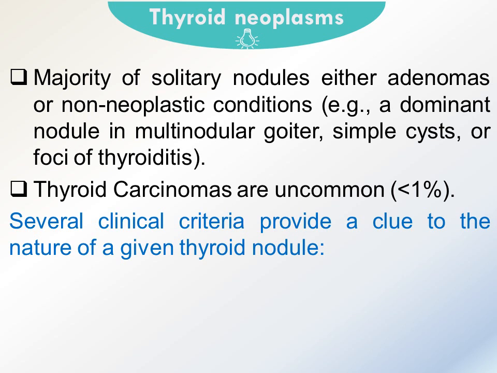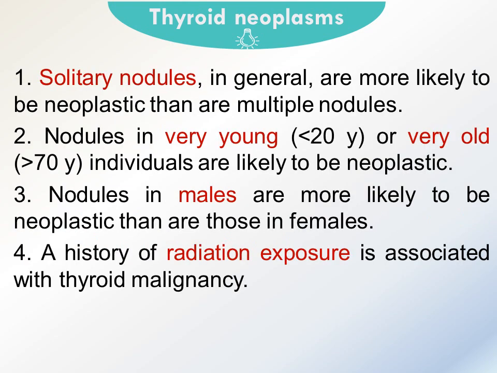Several clinical criteria provide a clue to the nature of a given thyroid nodule. These include: first, solitary nodules in general are more likely to be neoplastic than are multiple nodules. Secondly, nodules in very young individuals, less than 20 years of age, or very old, greater than 70 years, are more likely to be neoplastic. In addition, nodules in males are more likely to be neoplastic than are those in females. A history of radiation exposure is associated with an increased incidence of thyroid malignancy.